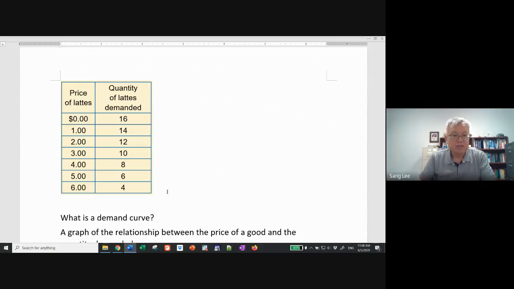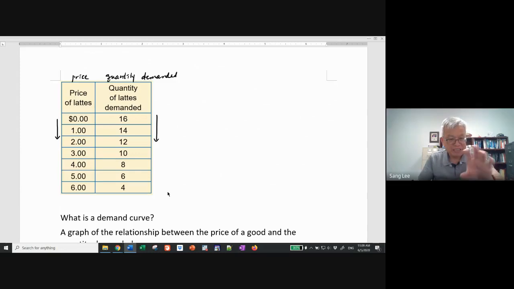So simply, the first column, let's say this is price, and the second column is simply quantity demanded. So now look at the relationship. As the price increases from 0 to 1 to 2 to 3, then the number of lattes people buy, quantity demanded, is what? Decreasing from 16 to 14 to 12.